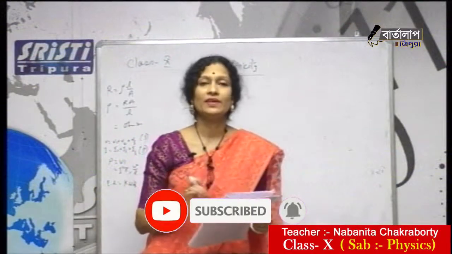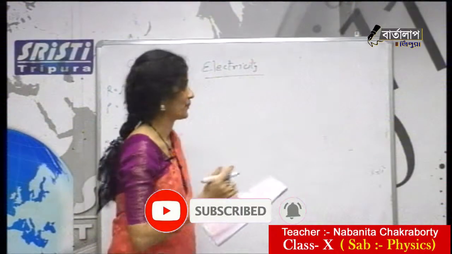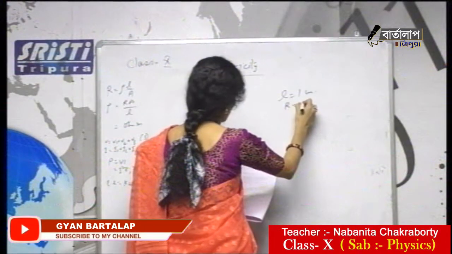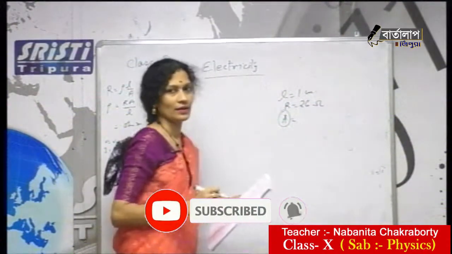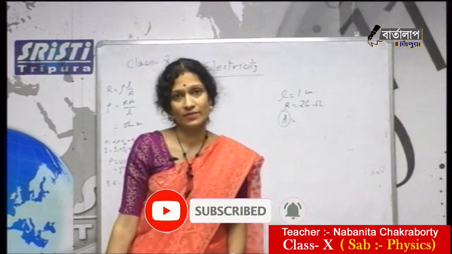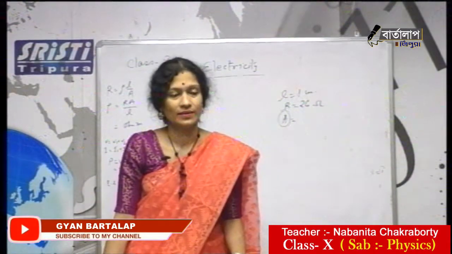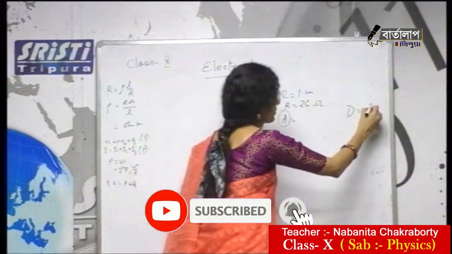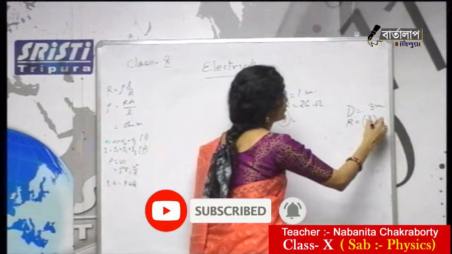In the question, the resistance of a metal wire of length 1 meter is 26 ohm. That means length is given as 1 meter, R equals 26 ohm. I have to find A. You know about A: we use the formula pi r square. Here the diameter of the wire is given as 3 meter. So what is the radius? Radius will be 3 by 2 meter.